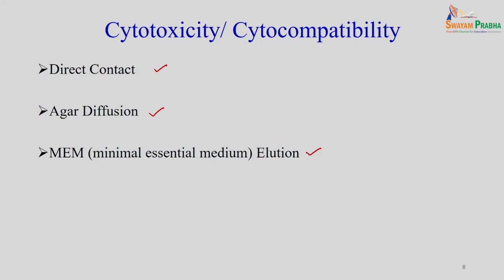In case of direct contact, we grow the cells, then we put the material directly in contact with the cells for a certain time, then we analyze the cells: how many cells are dead, alive, and other biochemical features. Similarly, in case of agar diffusion, we grow the cells, put the agar to solidify, then we put the material on the agar, and we incubate for a certain time to see how the cells behave, whether cells are surviving or they are dead due to the presence of the foreign material.